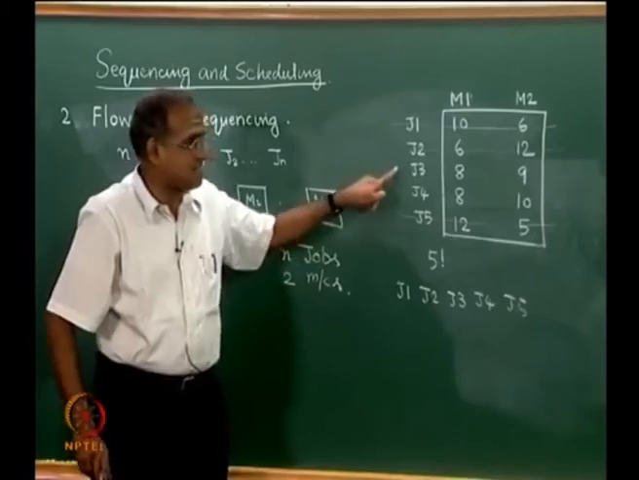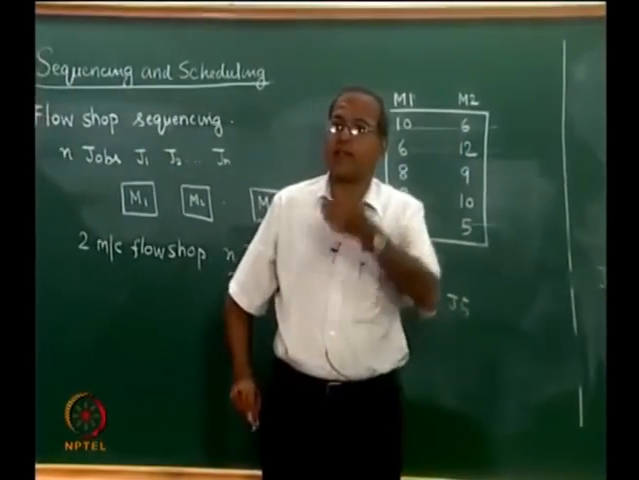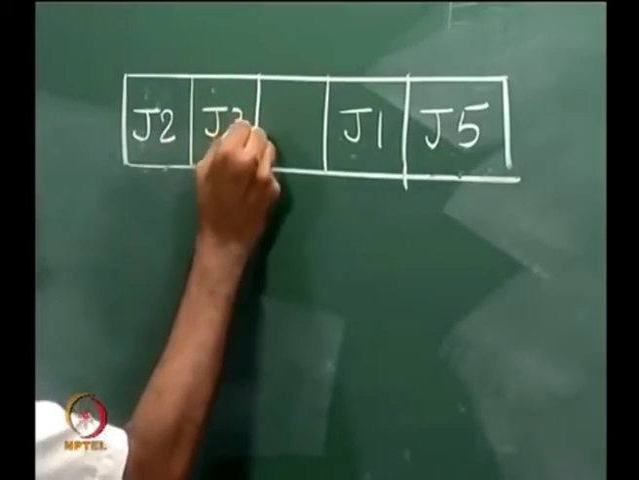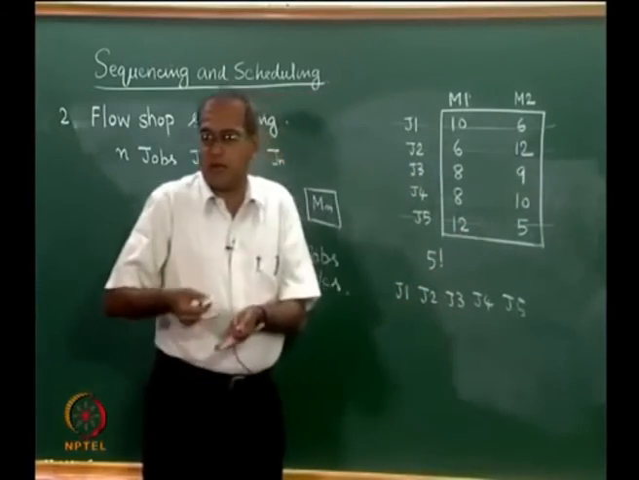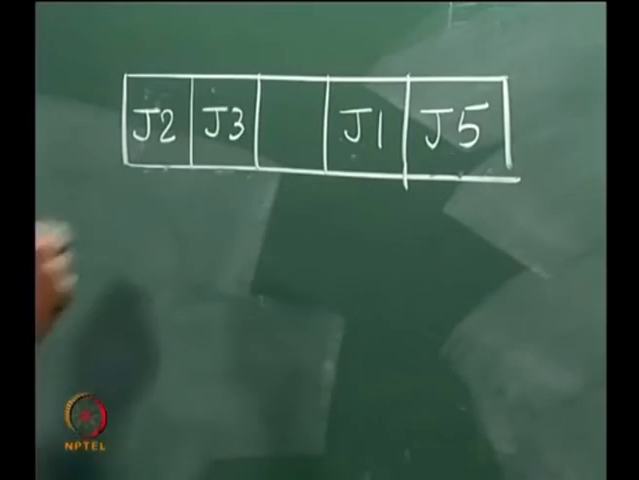So first let us take J3. Since it is on M1, come from the left and take the first available position. So we take J3 here. Now remove this J3, there is only one job remaining and there is only one position vacant, so put J4 here.